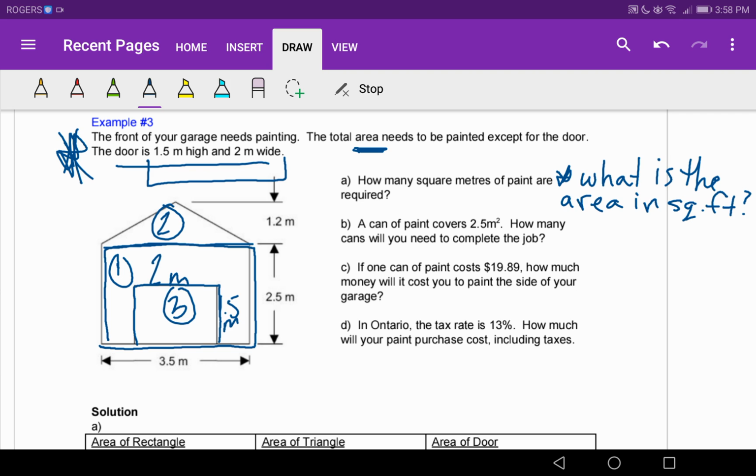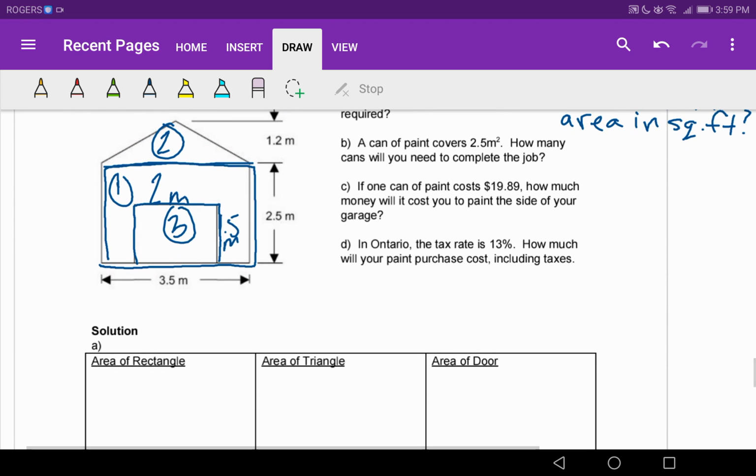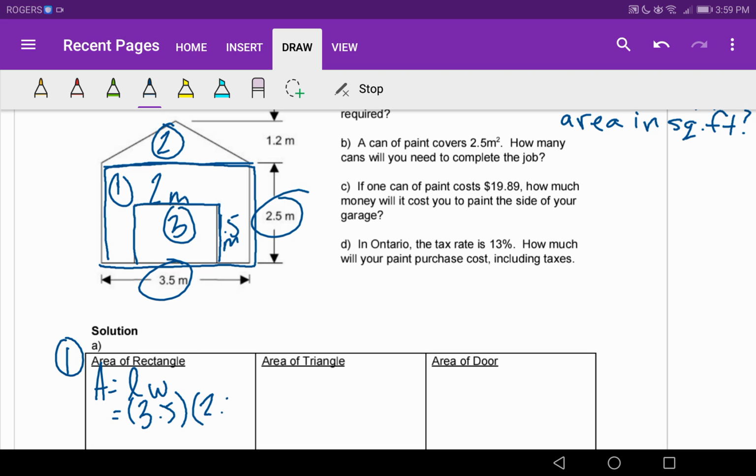So remember, you need to split up your shape into basic shapes. Then find the area of each shape and then add or subtract them together, depending on whether there's holes or there's not holes. Okay, so let's do this fairly quickly. So my area of the rectangle is length times width. So this is number 1. What is my length here? It is 3.5, which is right there, times my width there is 2.5. It doesn't matter what order you put those in again, right?